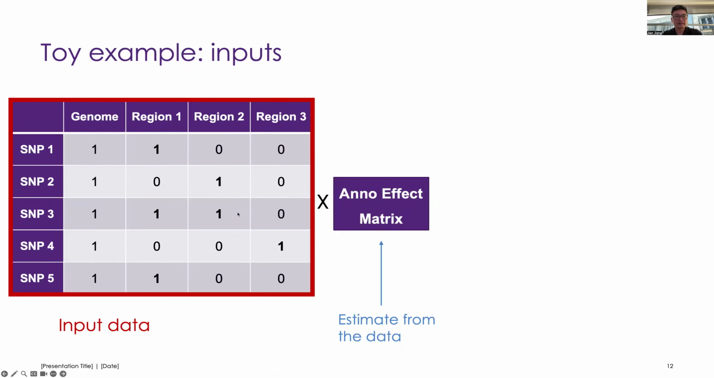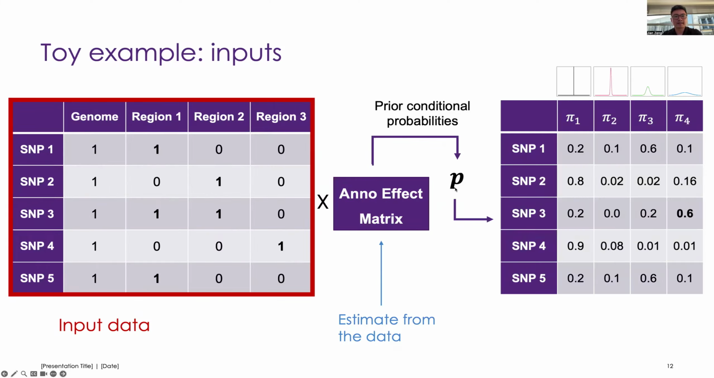So this annotation matrix will be multiplied by the annotation effect matrix, which is estimated from the data, to give the prior conditional probability, P. And this conditional probability will be transformed into the joint probability pi. As you can see, depending on the annotations, different SNPs would have different mixing probability pi. And some SNPs would, a priori, have a higher probability to have a large effect. So this is how the annotation can inform different prior mixing probabilities.